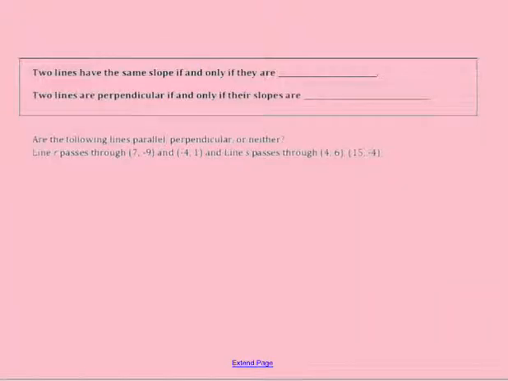Okay, well, let's take a look at these. So two lines have the same slope if and only if they are parallel. So that's what I wanted you to notice on that previous part. If they are parallel, then they have the same slope. Two lines are perpendicular if and only if their slopes are opposite reciprocals. So this is what I hoped you noticed about the two other slopes, is that they're flipped. You take the 3 and you flip it over, and then you make it the opposite.